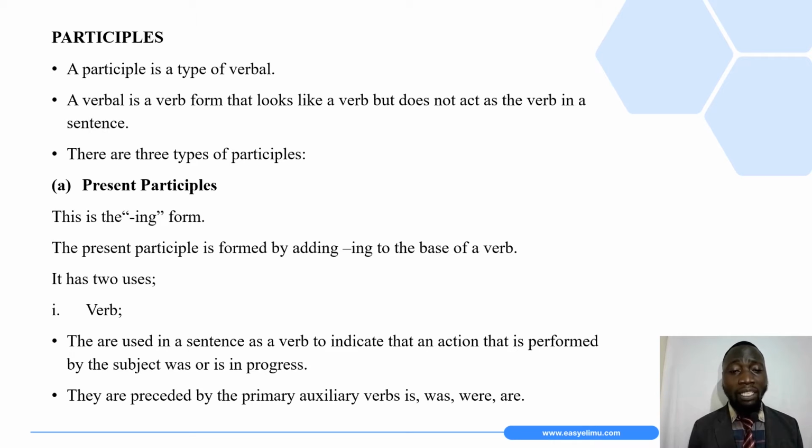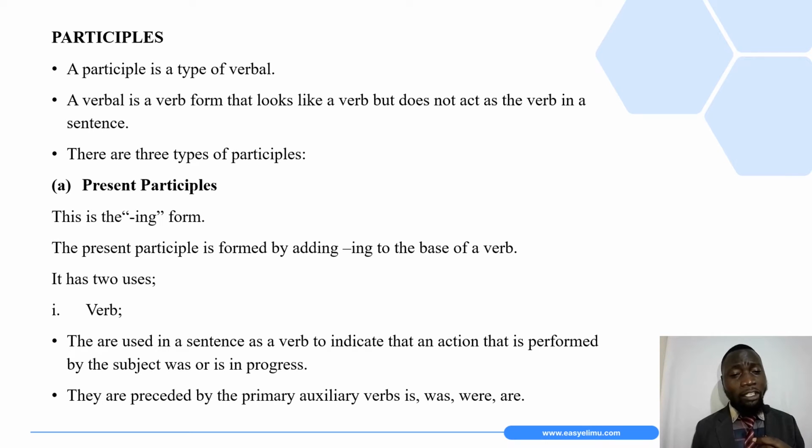So when we talk about participles, we have got three types. So it is under the types that we are going to get to look at the different uses of participles in sentences. So we have got the present participle, there is the past participle, and there is also the third one that is called the perfect participle.